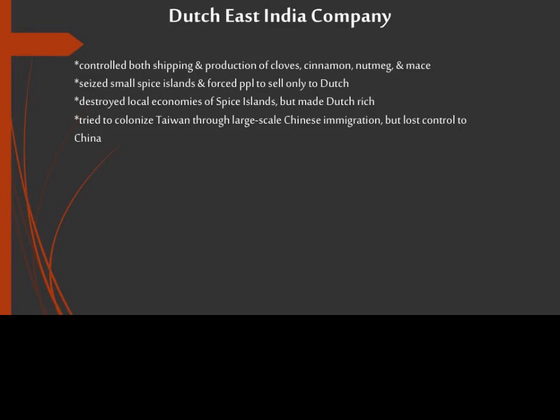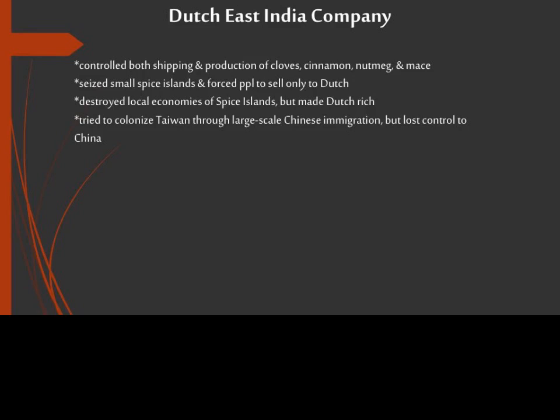So the Dutch seized the Spice Islands and Taiwan, and displayed their organization, determination, and ruthlessness when they seized the Spice Islands. And they wanted to set up a monopoly on the production of these goods: cloves, cinnamon, nutmeg, and mace.